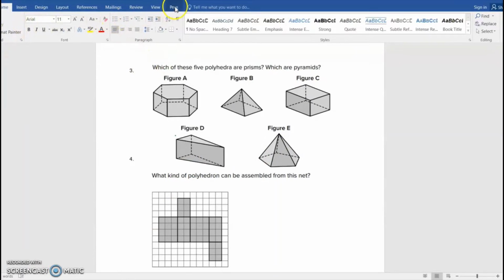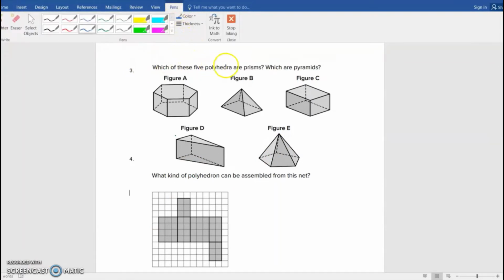Number 3 says, which of these 5 polyhedra are prisms and which ones are pyramids? So knowing the difference between those. I think pyramids are a little bit easier to identify, if you ask me, because pyramids have triangular sides and they meet at a point.